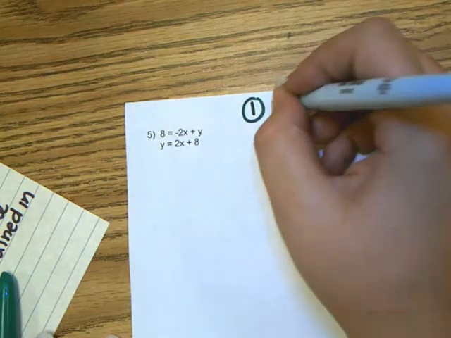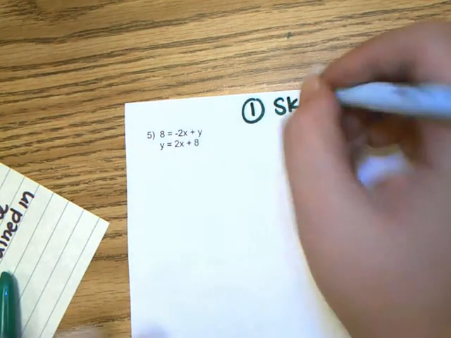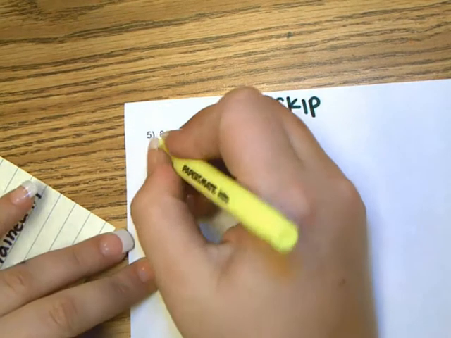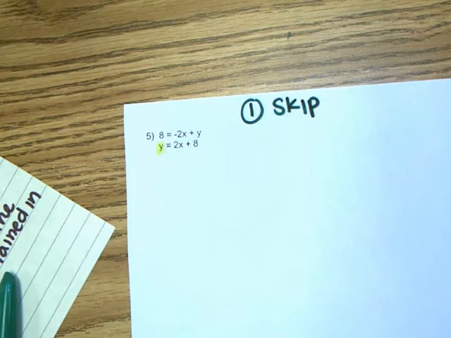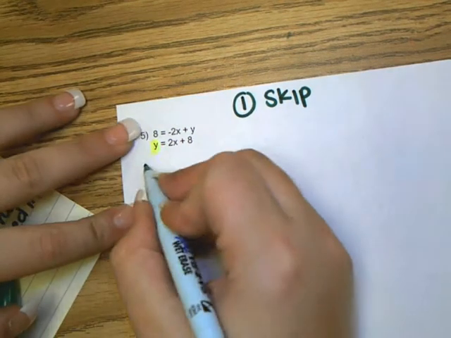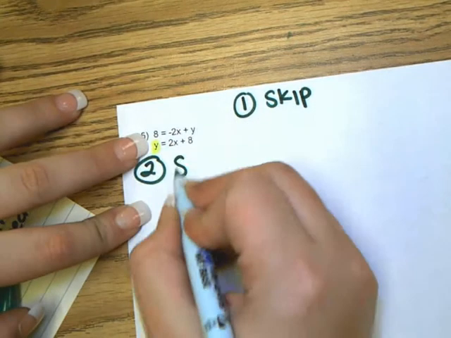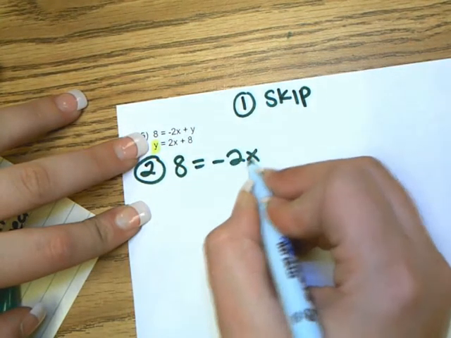Okay, let's go ahead and take a look here. Okay, same thing here. We don't need step 1. Step 1 we can skip because the y is already by itself. And one of the variables is by itself.